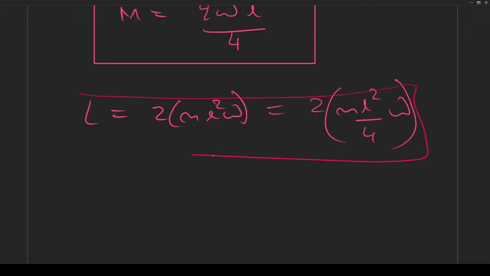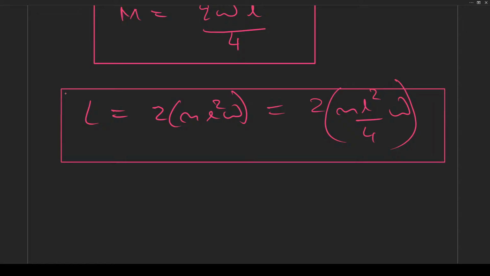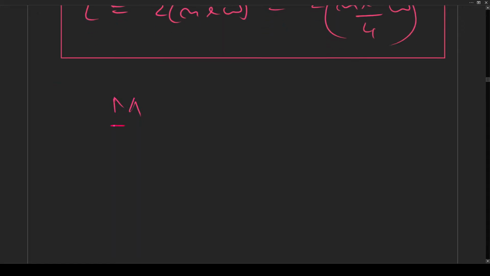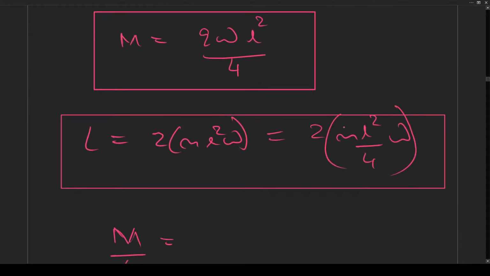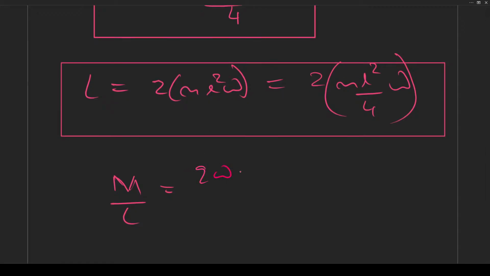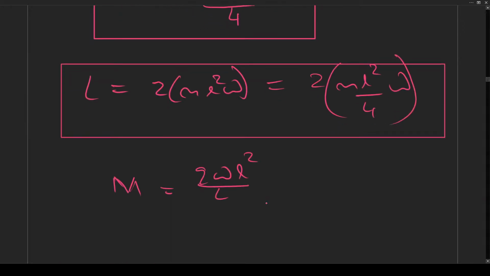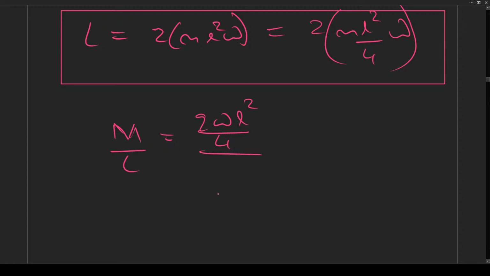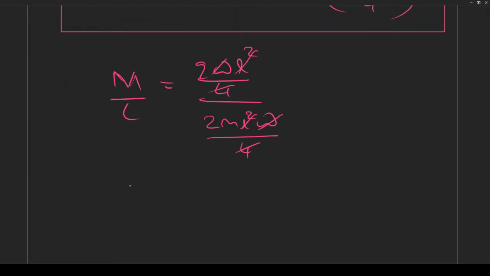And finally dividing these two, we'll get our required answer, which is M by L, which is equal to q omega L square by 4 by 2 m L square omega by 4. 4 cancels, omega cancels, L square cancels. We'll get finally the final answer: M by L is equal to q by 2m.